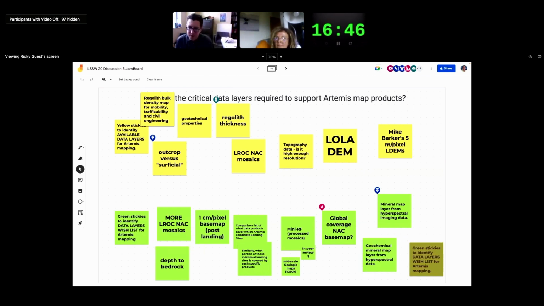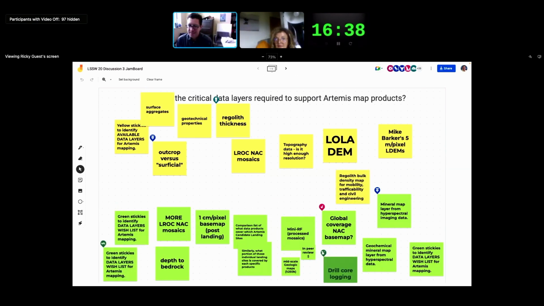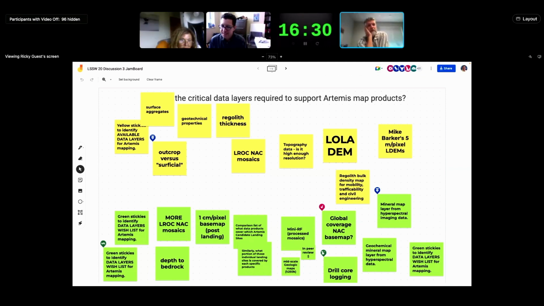I wonder who put this. I don't mind putting people on the spot. Someone put in yellow regolith thickness as something we know. Oh, that's me, Brad. And so this, I'm trying to think about, we don't know this, but any ideas about what that is?